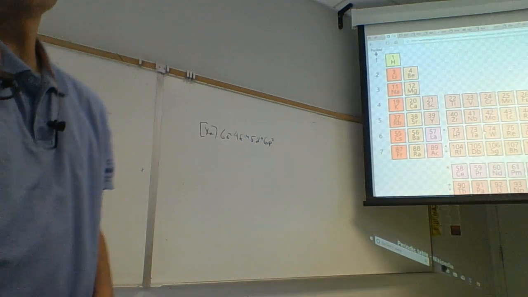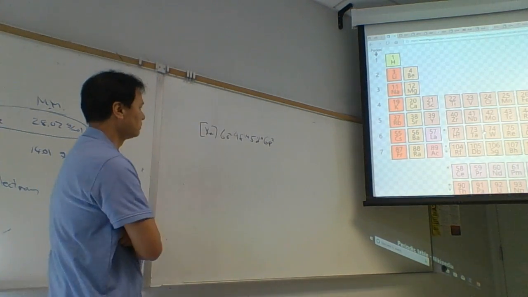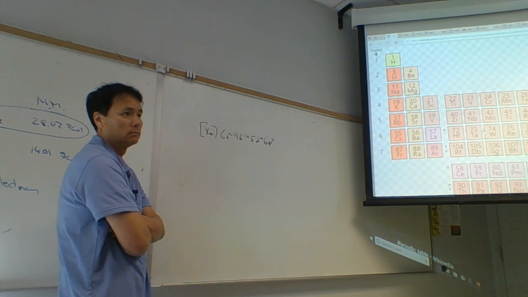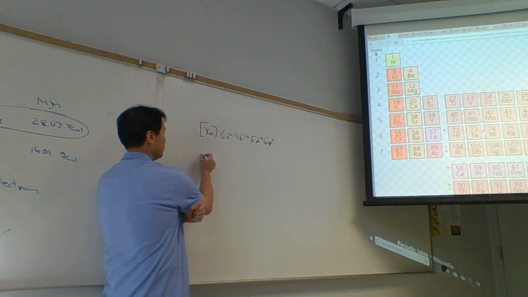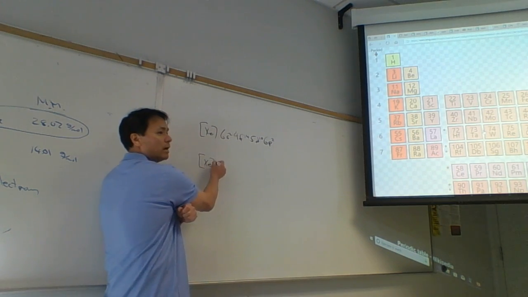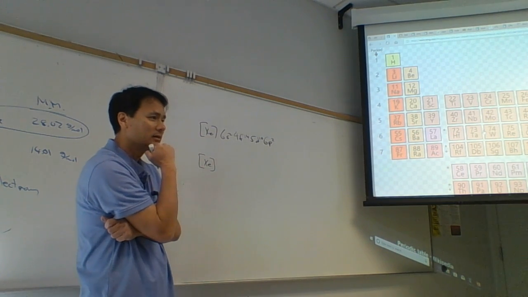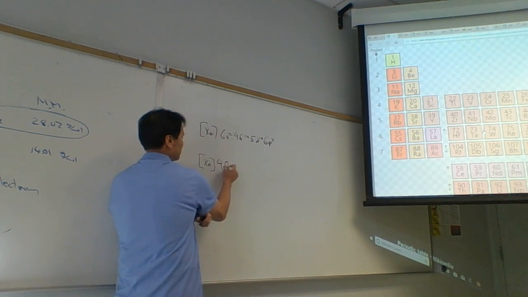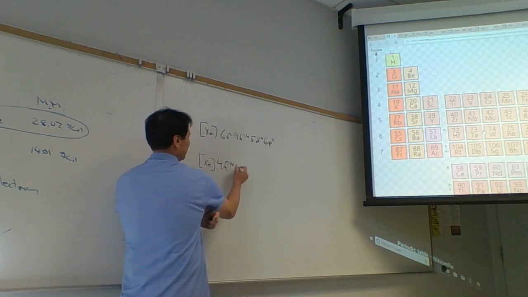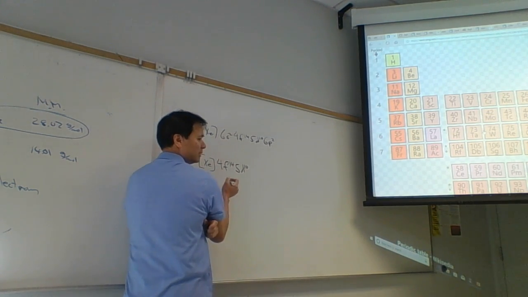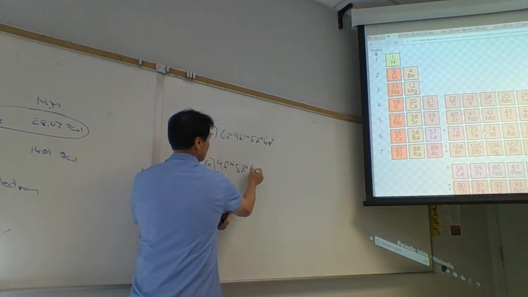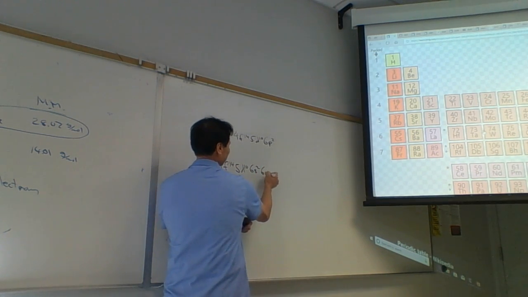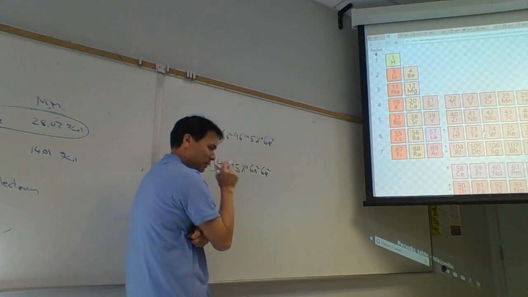All right, how should I rearrange this now? Tell me how I should rewrite this if I want to look at how it reacts. It'll be xenon 4f14, 5d10, 6s2, 6p2. Can you reach it? Yeah, I got it.